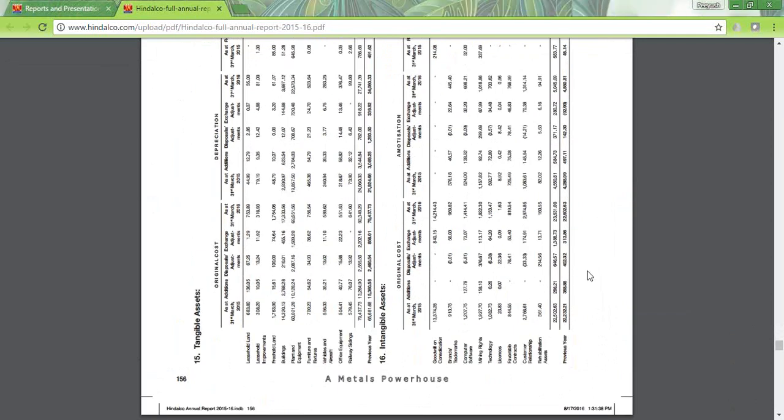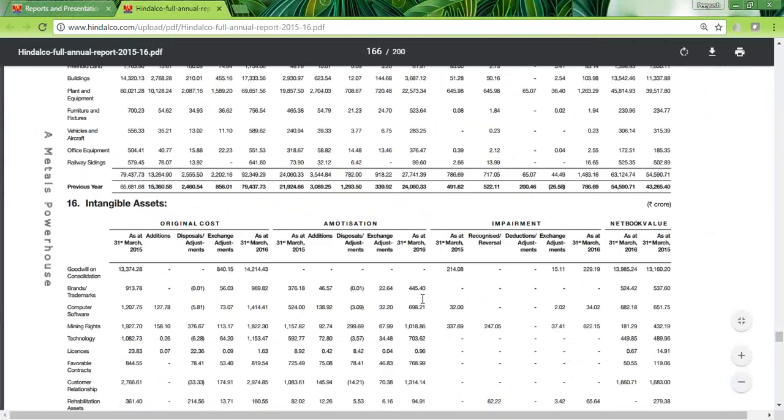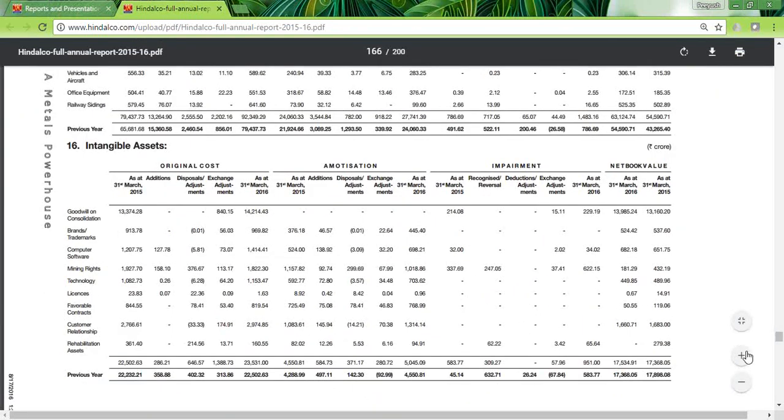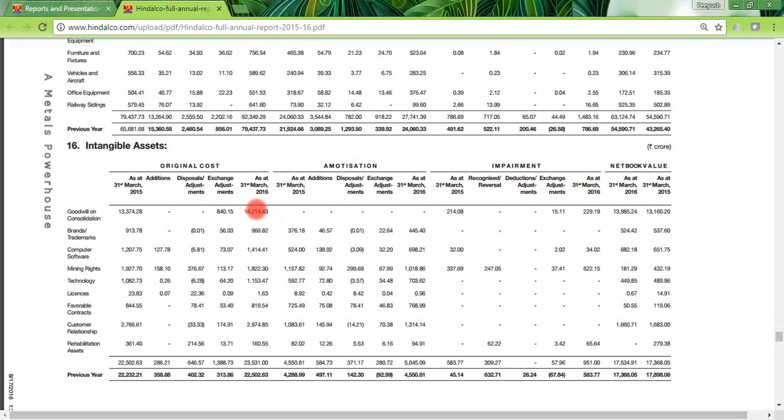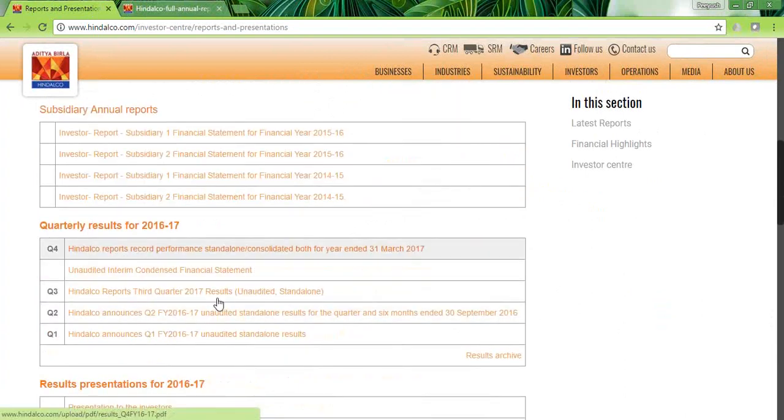If we look at this closely, and maybe rotate this, we find note number 16 here. We will note that the goodwill on consolidation works out to around 14,000 crore at the end of 2016, and there are some other data points as well. What's interesting is that if we look at the reports and presentations for 2017, there has been a change in the reporting parameters, the way you report some of these data points such as goodwill. When we look at this, we will realize that the number is slightly different.